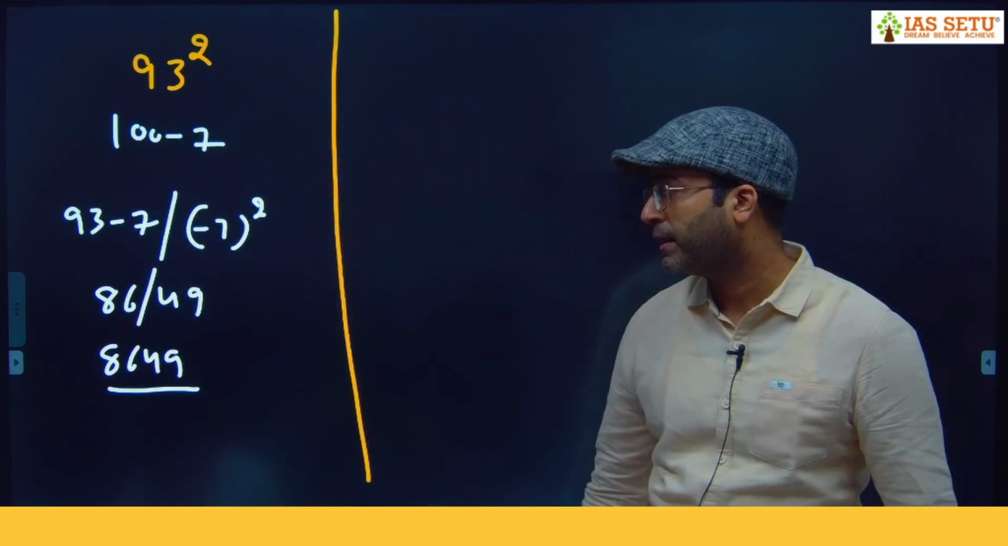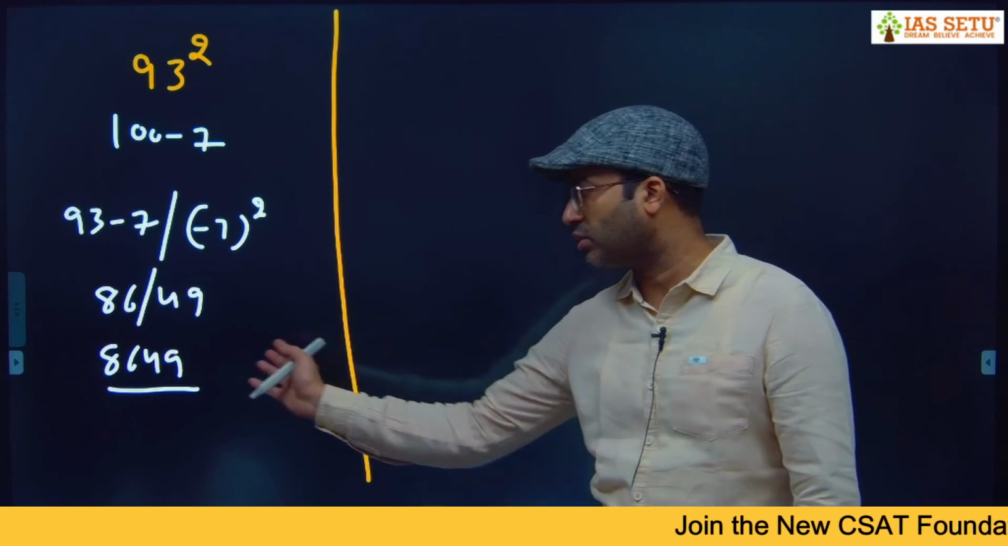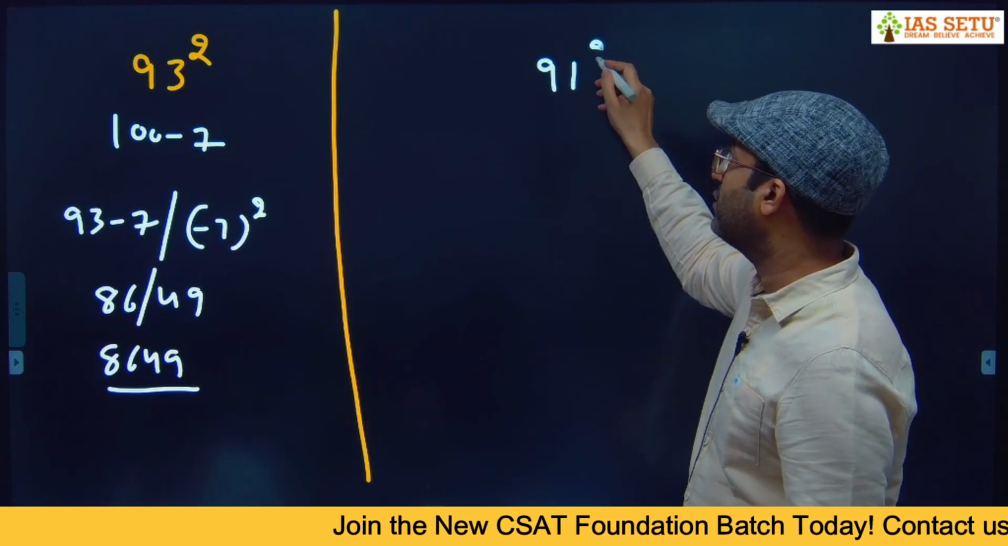No carry forward. Right side is fixed for 2 digits. If it comes 1, you have to make it 2 digits. Extra over the carry forward. Same. Like here, next question you try. What is 91 square?